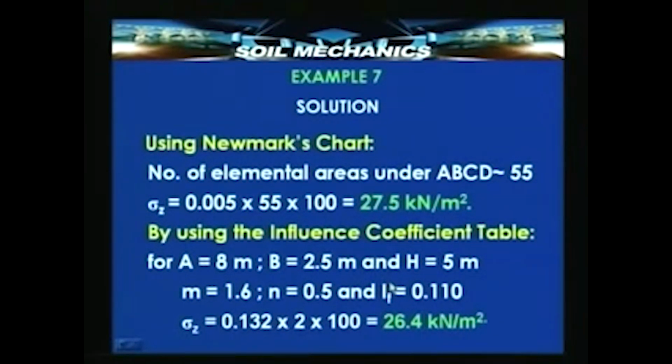There is a marginal difference between the influence factor that we get from Newmark's chart and from the influence coefficient table. The chart involves an approximate counting of the total number of elemental areas coming within the given area, and therefore, it is slightly approximate, whereas the value given by the influence coefficient table is far more accurate.